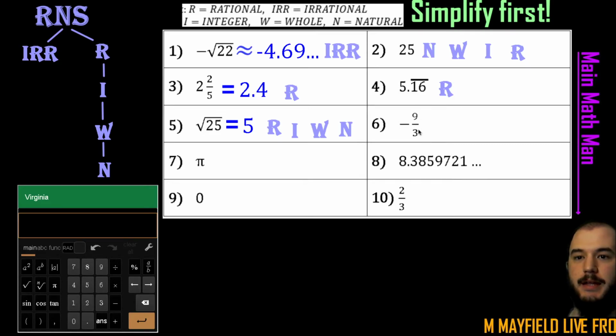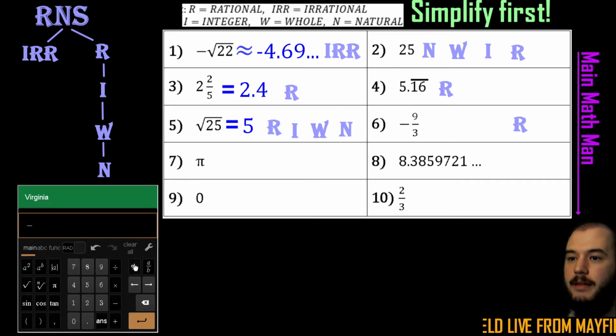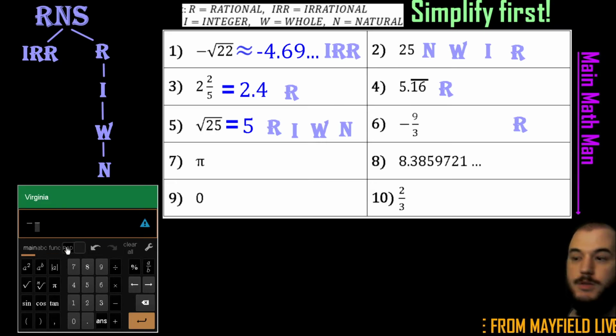For number 6, it says -9/3. Again, you want to make sure you are simplifying first. We can kind of already see it is a ratio, meaning it is a fraction. So right away, I already know, hey, it's rational, but let's make sure we get that simplified answer. So I'm going to have the negative, and then I have a fraction. Again, I can use my arrow keys to go up and down between the numerator and denominator, but I'm going to say, okay, I have 9 divided by 3. Make sure you have that negative sign out there. So that value that we're looking at is -3.